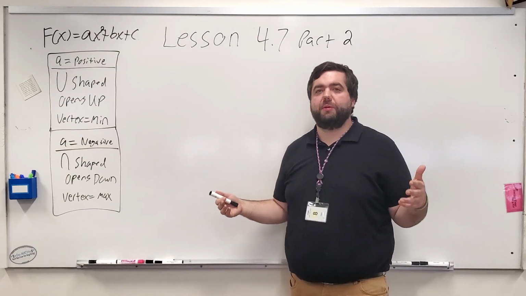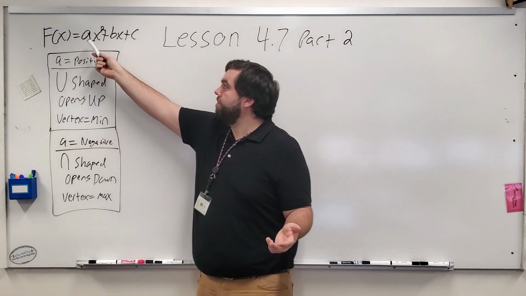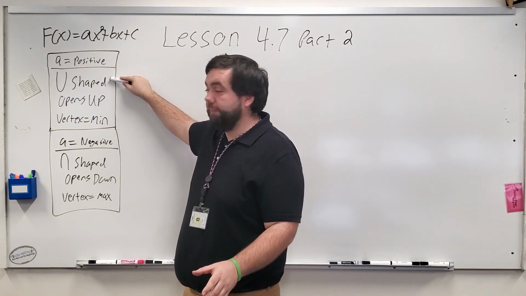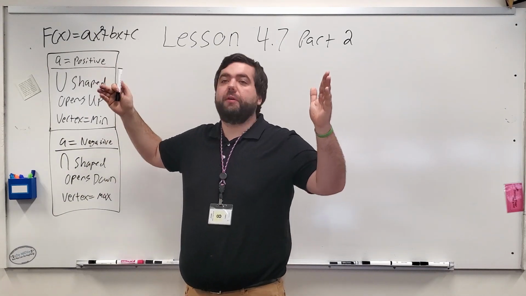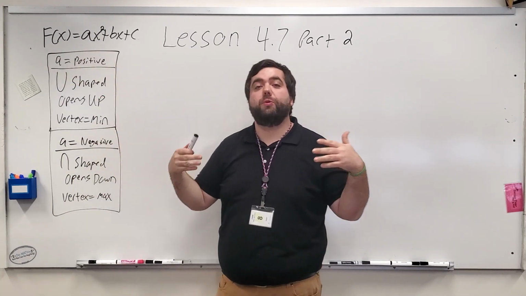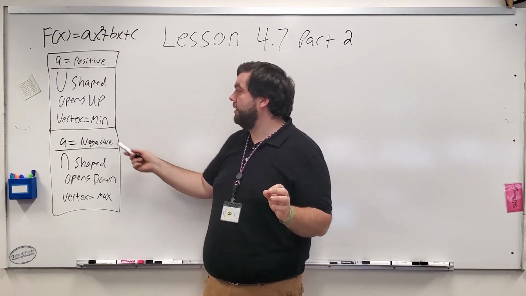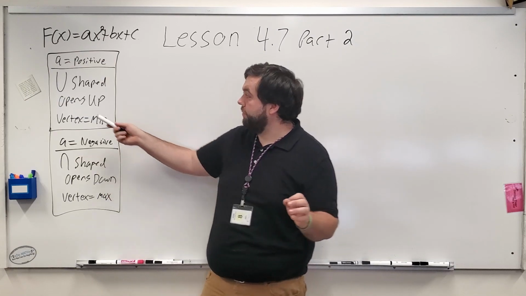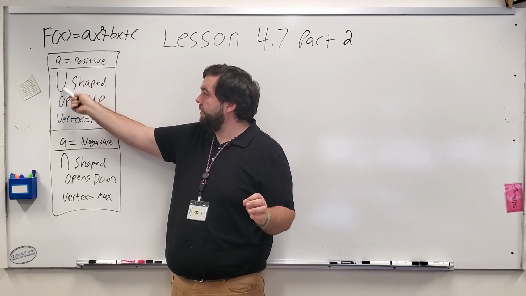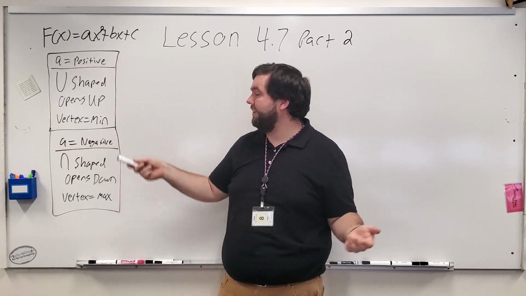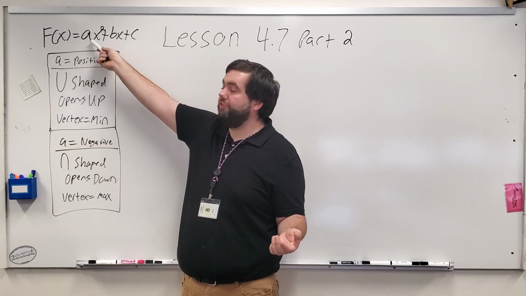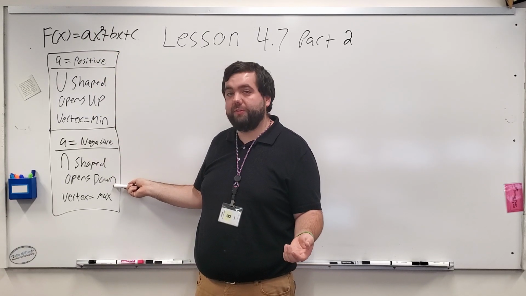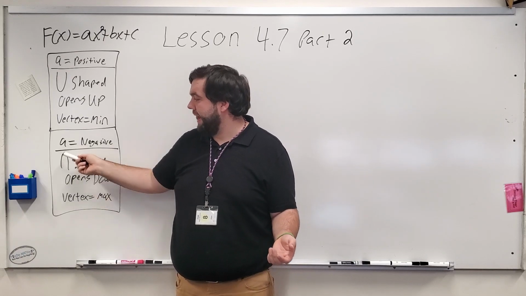Next, we had some things we wanted to talk about. So our a, if it was positive, some things we should know. It is U-shaped, which means it's going to open up. Our a is positive, so it's opening up towards positive infinity. And finally, our vertex is going to be a minimum, because if we look, our vertex is at the very bottom. Conversely, if our a is negative, so the coefficient of x squared is negative, it's going to be an upside down U-shape, opens down towards negative infinity, and our vertex is a max.